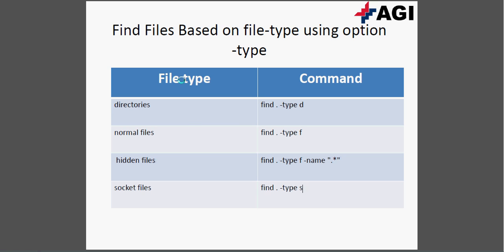I can also use find based upon the file type. I can look for files depending on what type of files they are. So the four different file types are directories. So I can use find minus type, and D represents directories, F represents normal files, and for hidden files I use the option name, and all hidden files begin with a dot followed by any character, which is this regular expression which deals with that. And then for socket files I use type S.